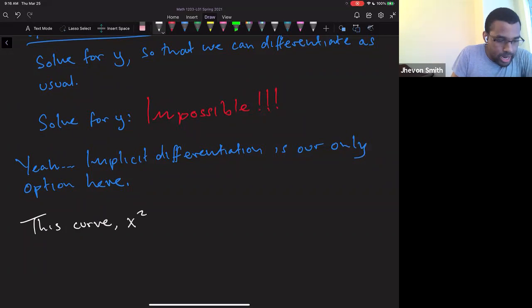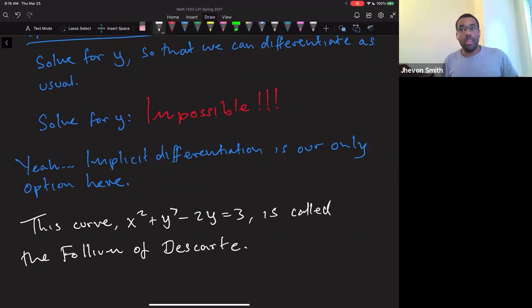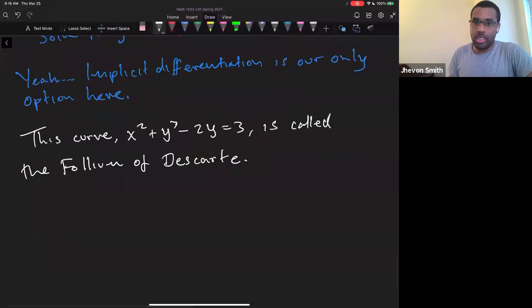This curve, x squared plus y to the 7th minus 2y equals 3, is called the folium of Descartes. Descartes, another giant. I think therefore I am guy, that philosopher that most people think is a philosopher. He was also an amateur mathematician, did a lot of mathematics on his own. He's actually the guy who invented the XY plane, believe it or not. Like that XY plane that you guys drew, it didn't exist forever. It only started existing like 300 years ago, and it revolutionized mathematics.